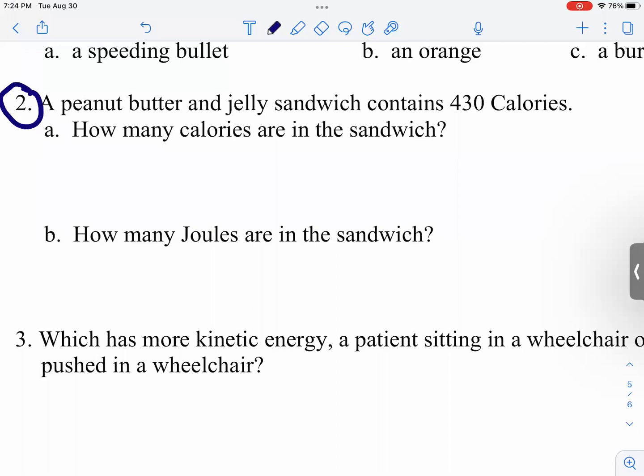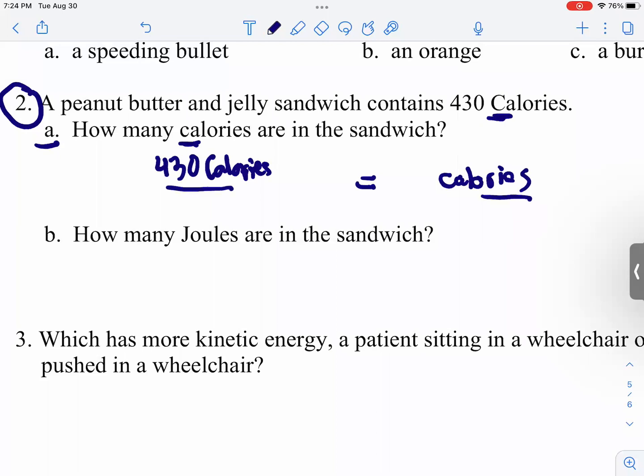A peanut butter and jelly sandwich contains 430 calories. A, how many calories are in the sandwich? All right, so we have 430 calories to start off with, but we want lowercase calories. So I'm just going to write that out over here. That's what we want, lowercase calories. But we know that we have 430 uppercase calories, right? That's what we're starting with. This is what we want. This is what we have, right?